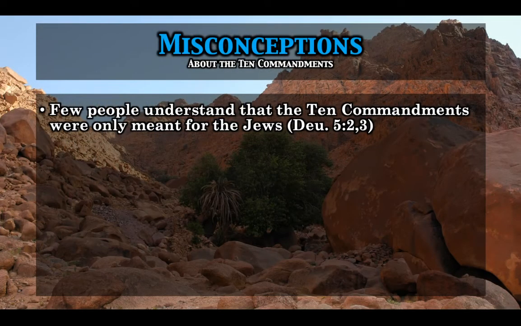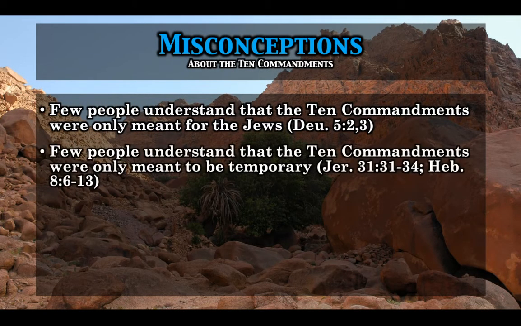A second point that we should make in regards to the Ten Commandments, and a misconception, is that few people understand that the Ten Commandments were only meant to be a temporary law. As far as the entire law of Moses, it was always meant to be done away with later on. It was never meant to be more than temporary. Of course, there are many implications within Scripture to this end, but I want to focus especially on the one that's really clear and specific, and that is Jeremiah.